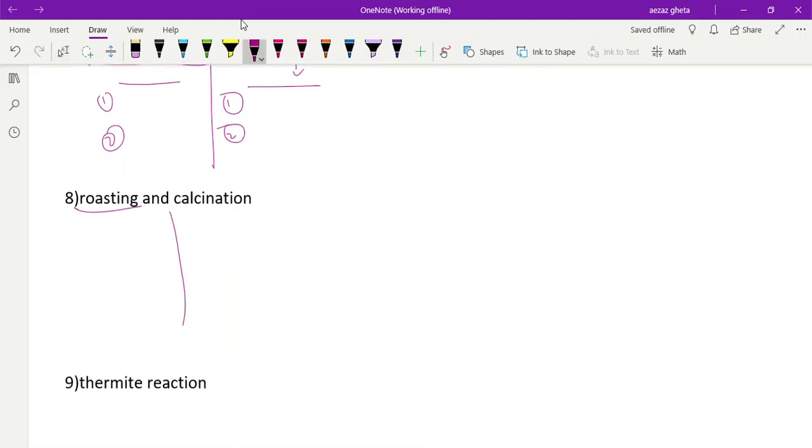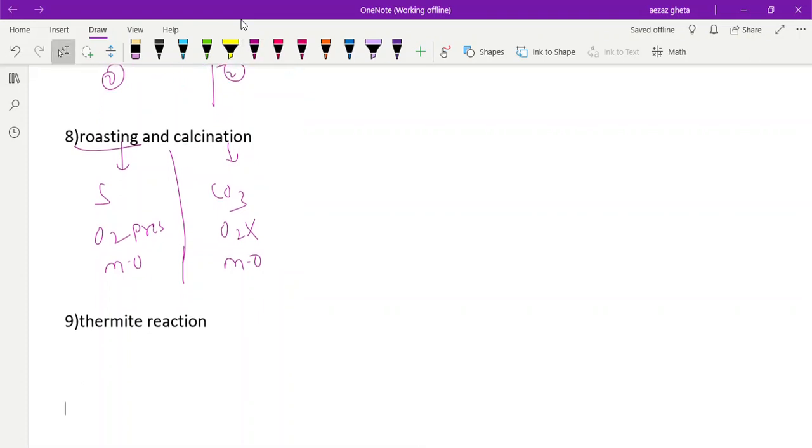Roasting is done for sulfide ore; calcination is done for carbonate ore. The sulfide ore is heated at high temperature in the presence of oxygen. The carbonate ore is heated in the absence of oxygen. Both the ores are converted into metal oxide. So this is roasting and calcination. It is done for sulfide ore and for carbonate ore; the ore is heated in the presence of oxygen, or in the absence of oxygen; and the ore is converted into metal oxide. Here the carbonate ore is also converted into metal oxide only. Got my point, everybody? Understood?